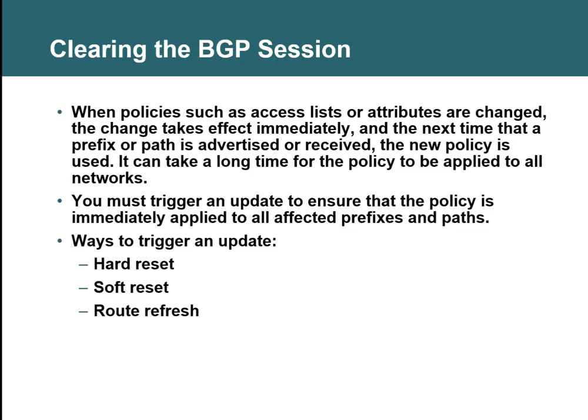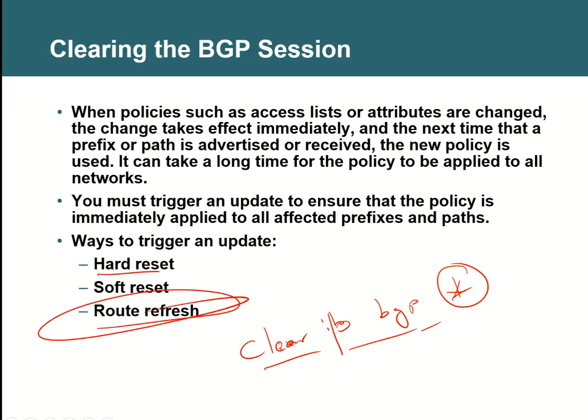Now, whenever I make some changes to a neighbor or attribute, you might have seen I put the command clear IP BGP star. What does that star mean? All neighbors I want to clear up and re-establish. I want to remove the neighbor. I want to reset the neighbor, and I want to re-establish. We call this a hard reset. That is one way of refreshing the route. Doing hard reset.